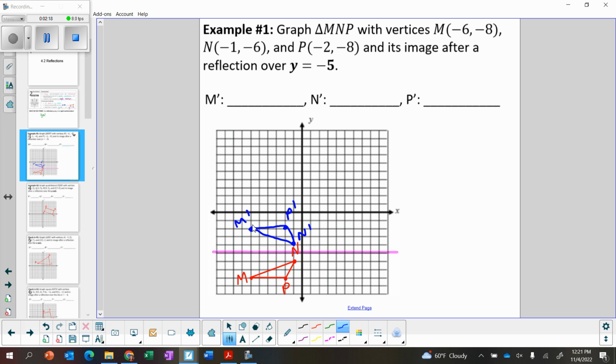So let's list our ordered pairs. For M prime, we have negative 6, negative 2. For N prime, we have negative 1, negative 4. And P prime is negative 2, negative 2.